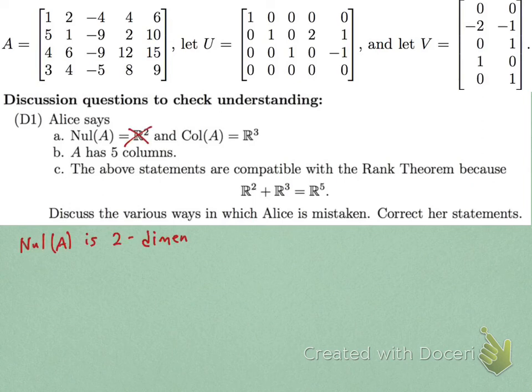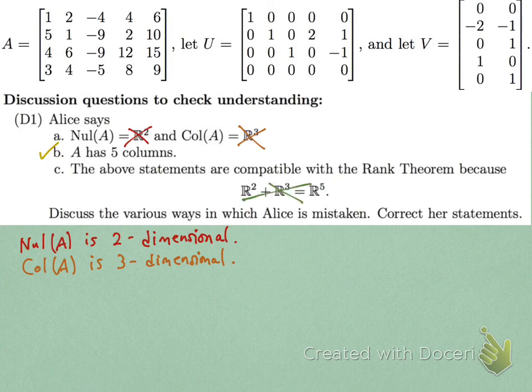So first off, the null space is not R2. The null space of the matrix A is a subspace of R5, and it's two-dimensional. I think she's confusing it with the 2. So the null space is two-dimensional. The next mistake is with the column space of A. The column space of A is not R3, but it is three-dimensional. It's a three-dimensional subspace of R4. A has 5 columns. That's correct.